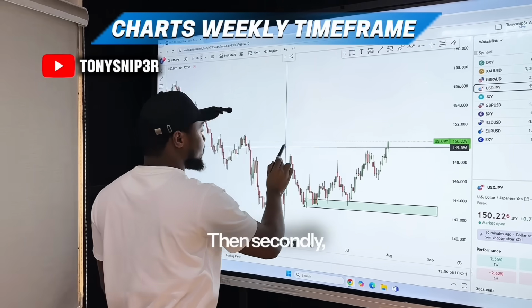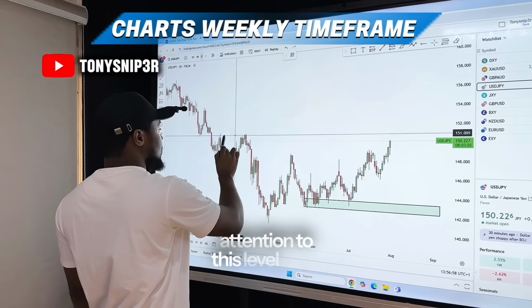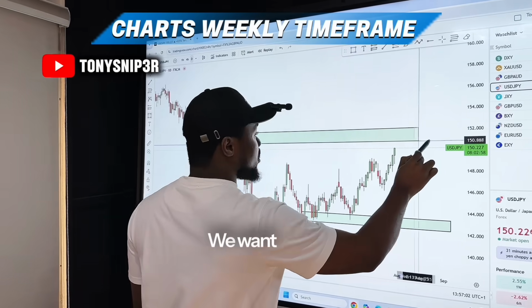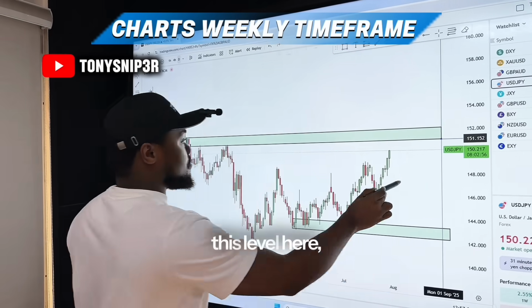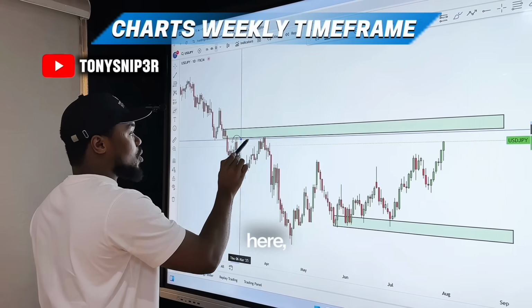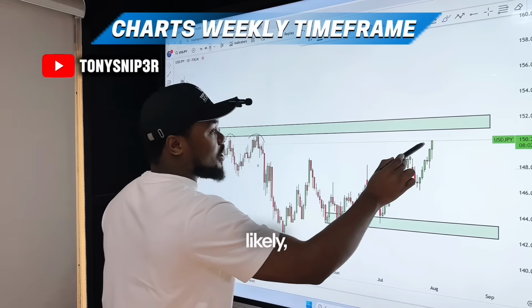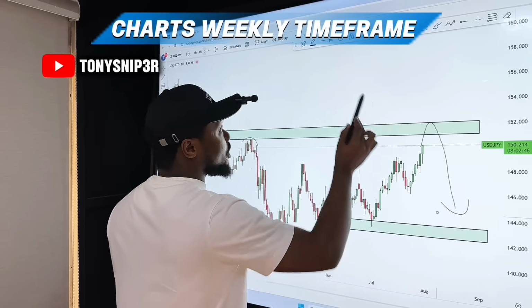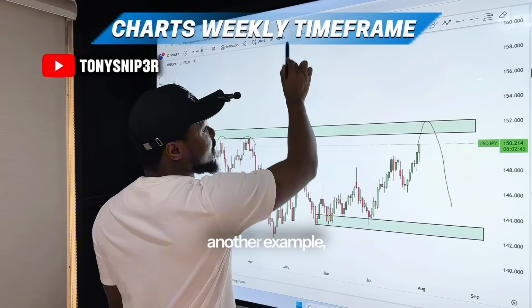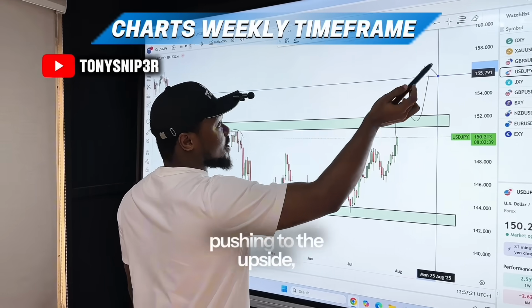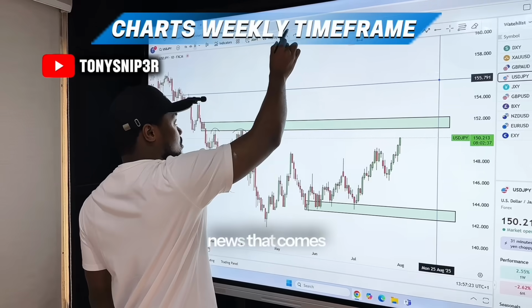Then secondly, we want to pay attention to this level here. We have an equal high here, meaning there's a liquidity at the top, right? We want to pay attention to this level here, because whenever there's a liquidity, which you can actually see at this point here, 1, 2, the market will likely what? Clear those liquidity before we see a drop to the downside, okay? Or another example, the market could easily clear those liquidity, drop, then continue pushing to the upside, depending on the fundamental news that comes out, okay?